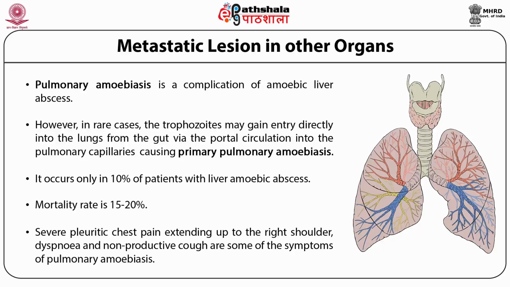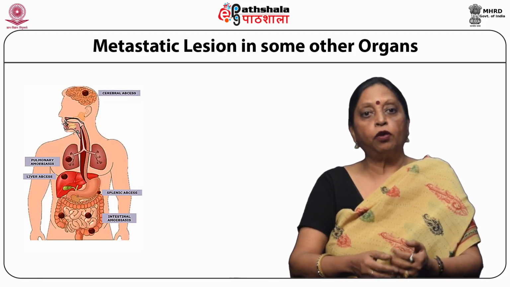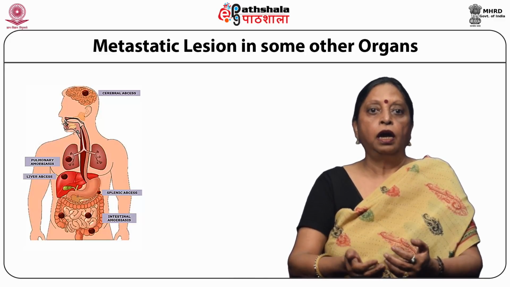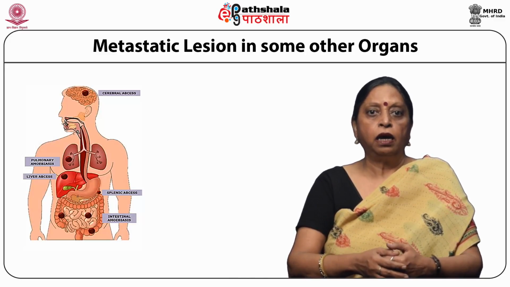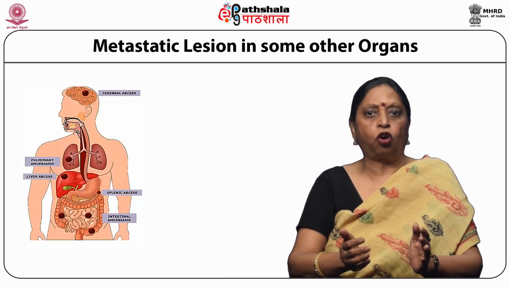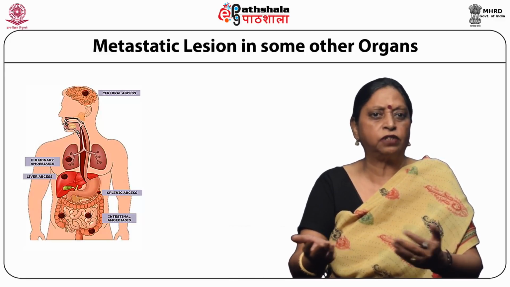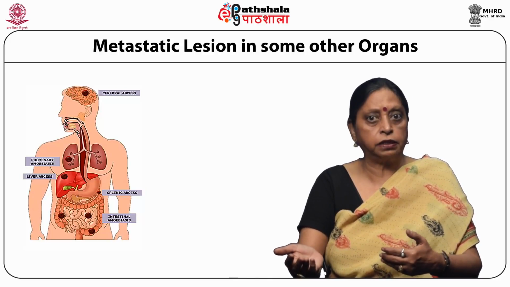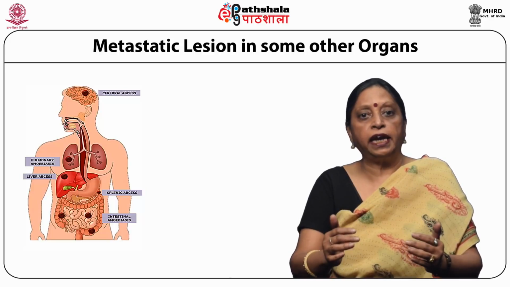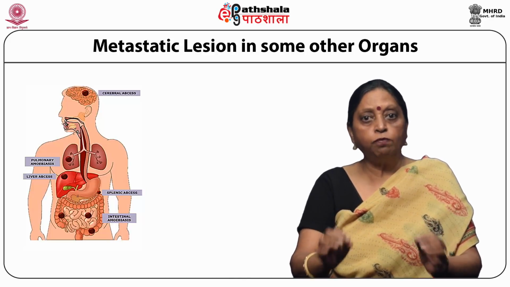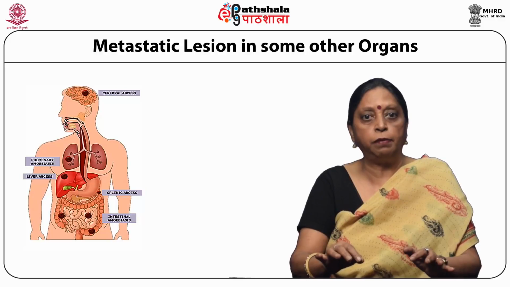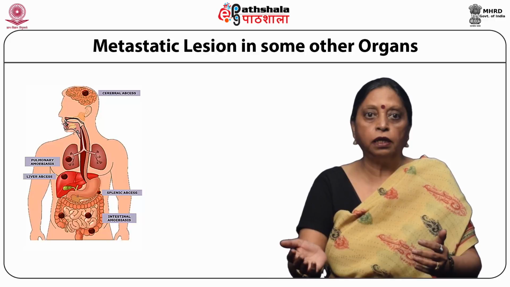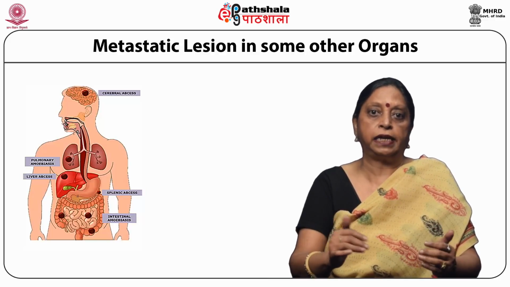Severe pleuritic chest pain extending up to the right shoulder, dyspnea, and non-productive cough are some of the symptoms of pulmonary amoebiasis. After talking about liver abscess, there are other metastatic lesions which also occur, for example, cerebral amoebiasis. It's a rare complication which has been documented only in about 0.65 to 4.67% of patients with amoebic liver abscess. It is caused when the trophozoites gain entry into the brain. A small abscess is formed in the cerebral hemisphere and the patient may die within 12 to 72 hours.